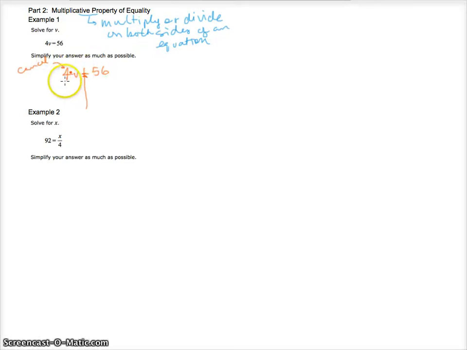The opposite of multiply is divide. So I'm going to divide by 4 on both sides. This 4 is going to go away. And this little bar here means that we're going to divide. And if it helps, sometimes I put the little division symbol here to make sure that I understand that I'm dividing 56 divided by 4. 4 goes into 5 once with 1 left over. It goes into 16 4 times, and v equals 14.